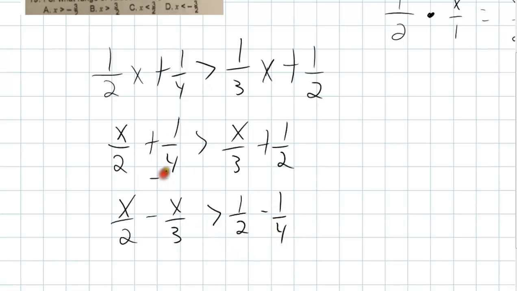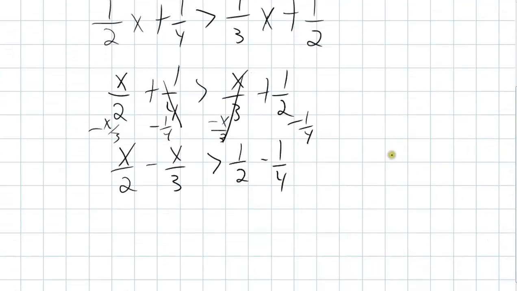Okay, so what I did is I said minus 1/4 to both sides of the inequality, and I said minus x over 3. That's how I ended up with where I am right now. So now I can make this problem even easier to work with by finding common denominators for this and for this. That way I can compare these two more easily and I can start solving for x.